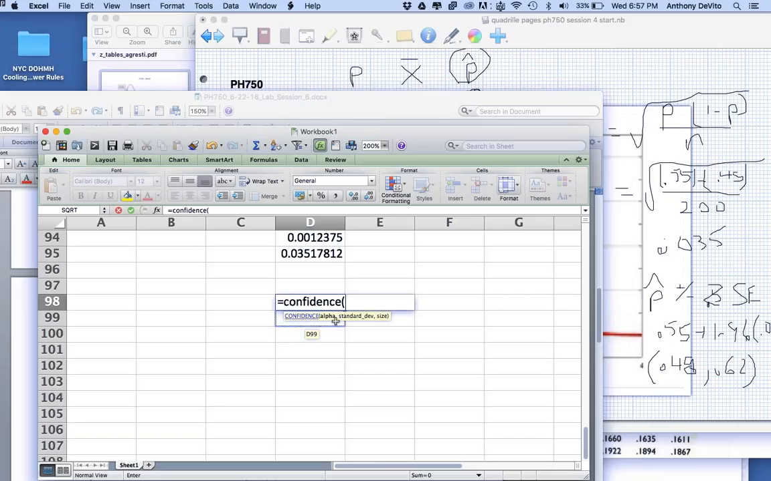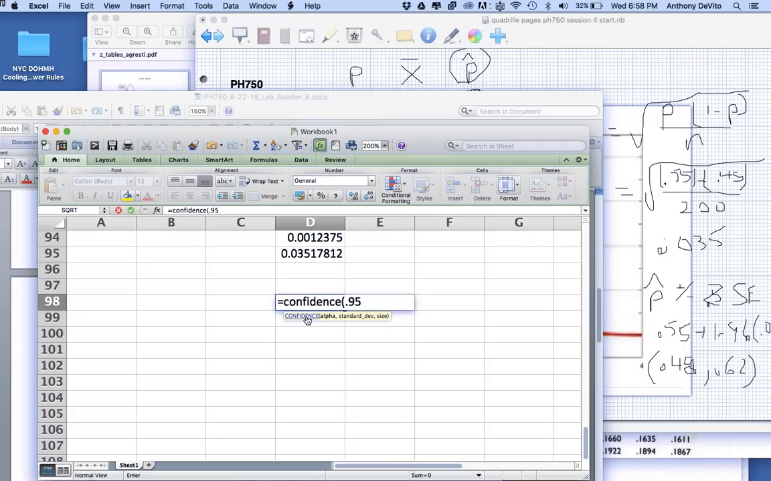CONFIDENCE, parentheses. If we put in 99, let's see. Let's say we're talking about a 95% confidence interval. Let me see if this will work here. 0.95. Maybe that's what alpha is. Oh, maybe not. I should look it up, right? I should click on this. Well, let me give this a try.